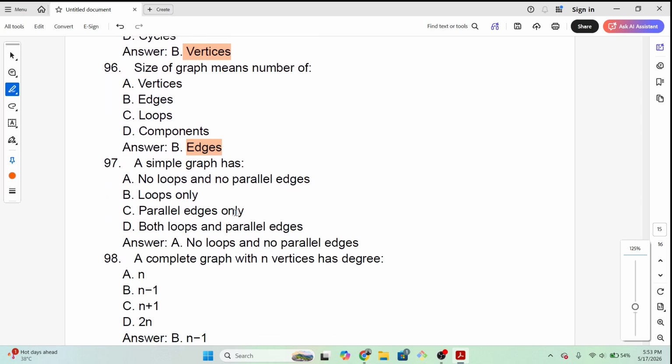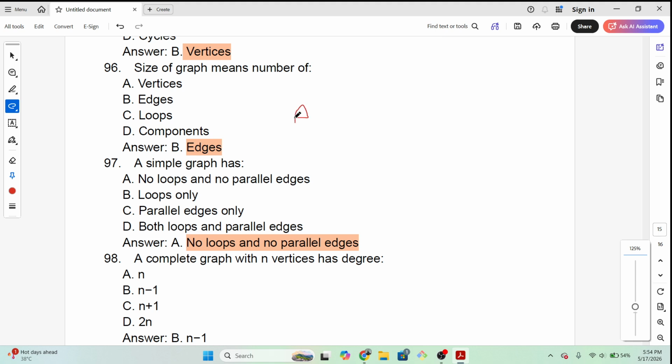So a simple graph has no loops and no multiple edges. Both loops and parallel edges are absent: no loops and no parallel edges. Parallel edges means two or more edges connect the same pair of vertices. Let me create an example.